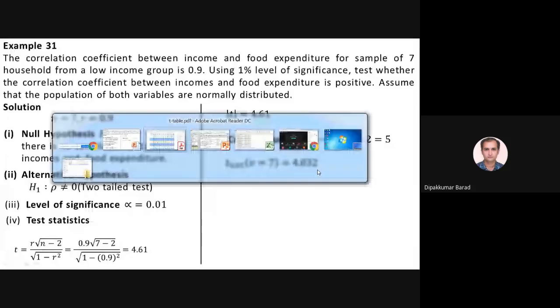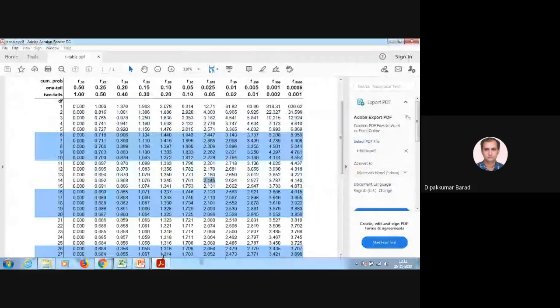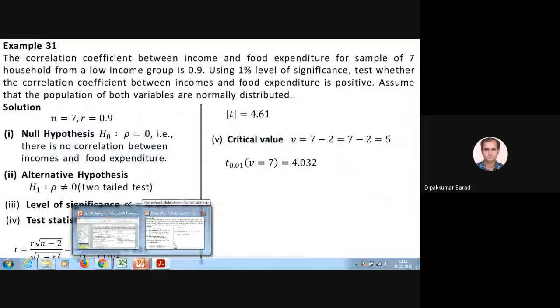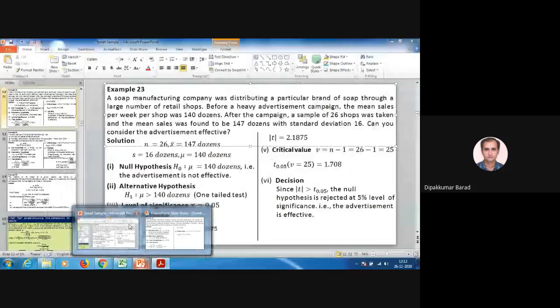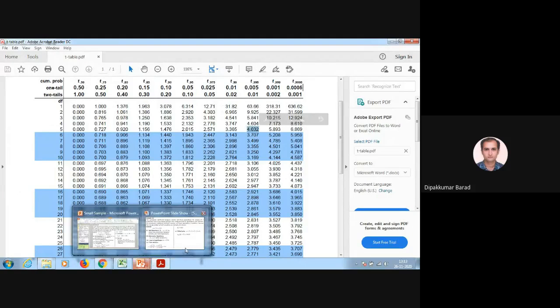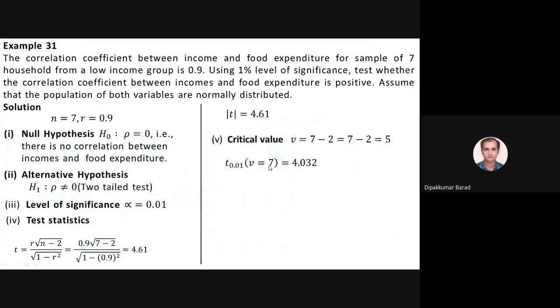Looking at the t table, two-tailed test, first 0.01 is here, and v equal to 5, we get 4.032. Yeah, let us check: 4.032. So this is a print mistake. Here we have v equal to 5.